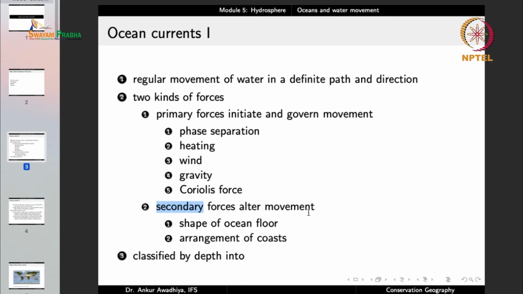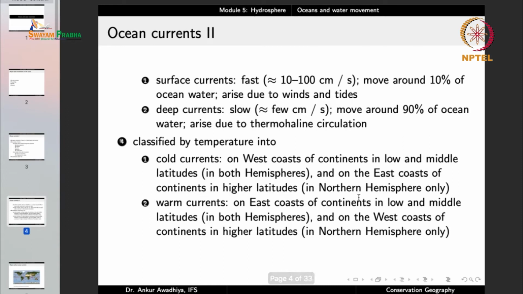Now ocean currents are divided by depth into surface currents and deep currents. Now surface currents are fast currents, typically around 10 to 100 centimeters per second, but they move a very small amount of water. Just 10% of ocean water moves because of surface currents, and they arise due to winds and tides. So they are there on the surface.